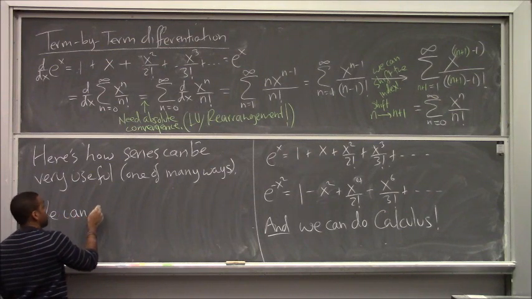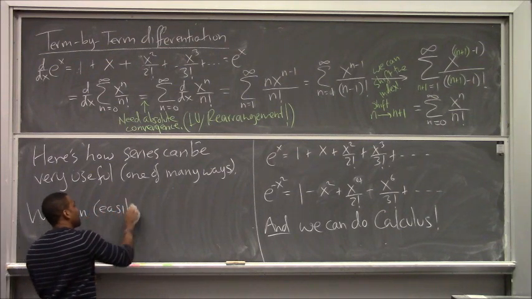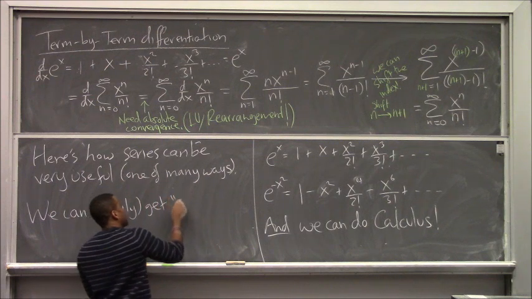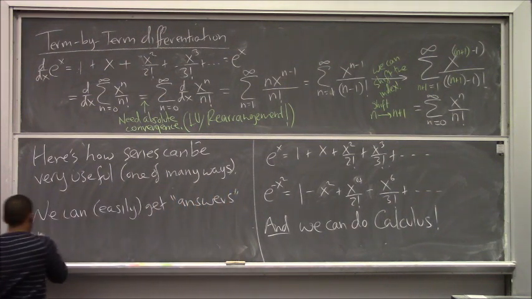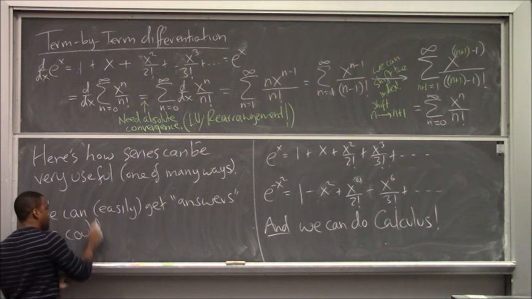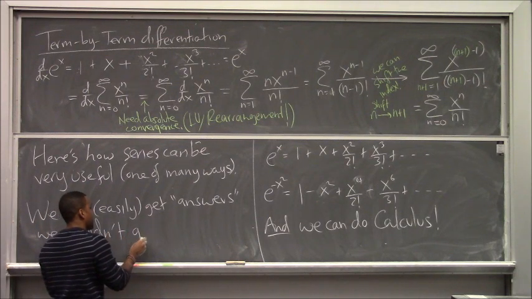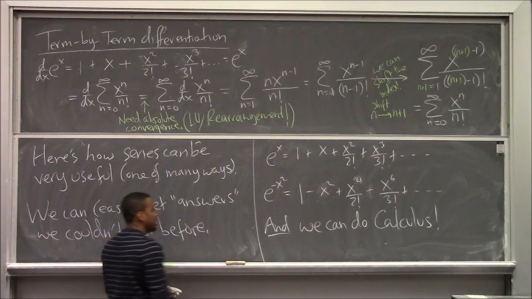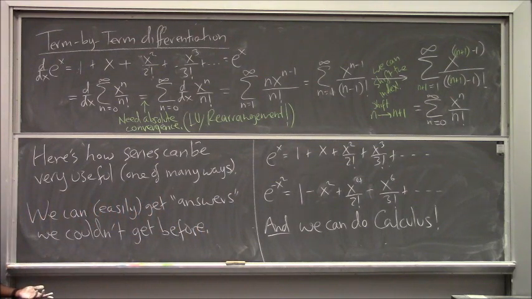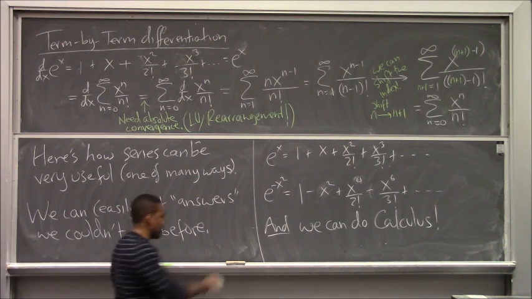We can easily get answers we couldn't get before. Why is "easily" in parentheses? Because it is easy. Easy in the sense that doing it with a series is like doing it with a polynomial. Working with polynomials is easy compared to everything else, right?